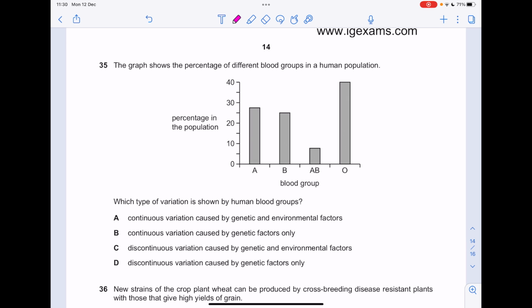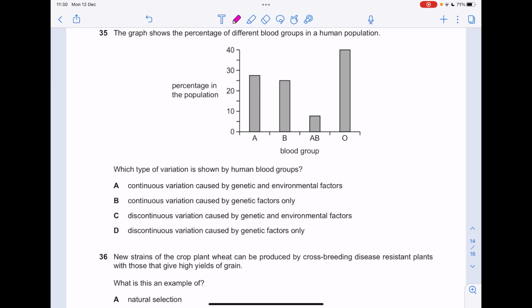35. The graph shows the percentage of different blood groups in a human population. What type of variation is shown by human blood groups? The key thing here is it's got absolutely no environmental cause. You inherit your blood group. And you can only be one blood group or another. There's no option for it being a kind of merging of traits. So therefore we're looking for something which is discontinuous and it's caused by genes only. 35D.